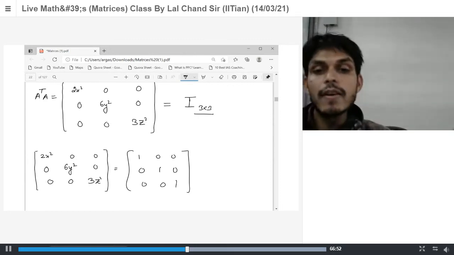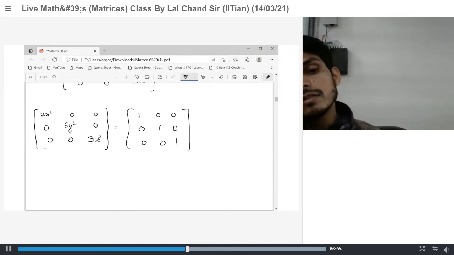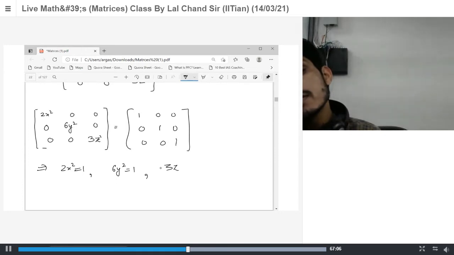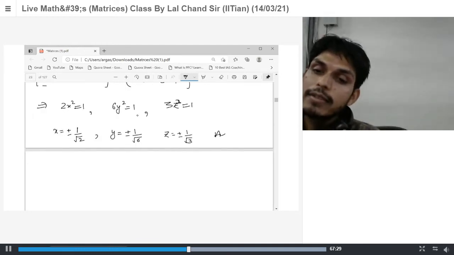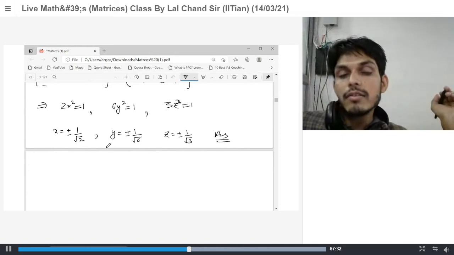Same order. So if I equate these two matrices, this implies 2x square equal to 1, 6y square equal to 1, 3z square is equal to 1. Now find out the value of x, that will be plus minus 1 by root 2. Y value will be plus minus 1 by root 3, but I'm focusing on the IIT-JEE pattern. This is the answer for x, y, z. So I think this is clear to you.